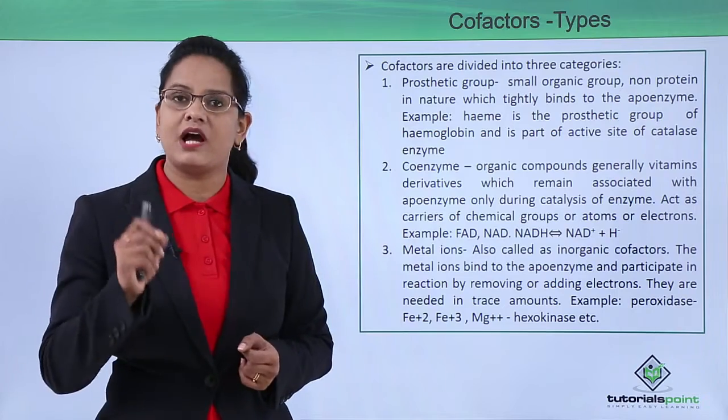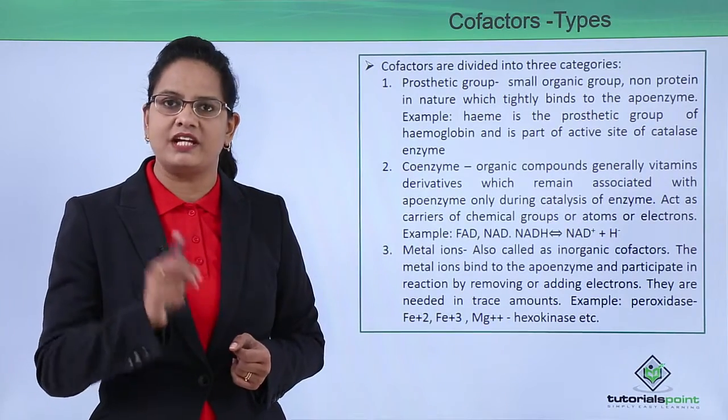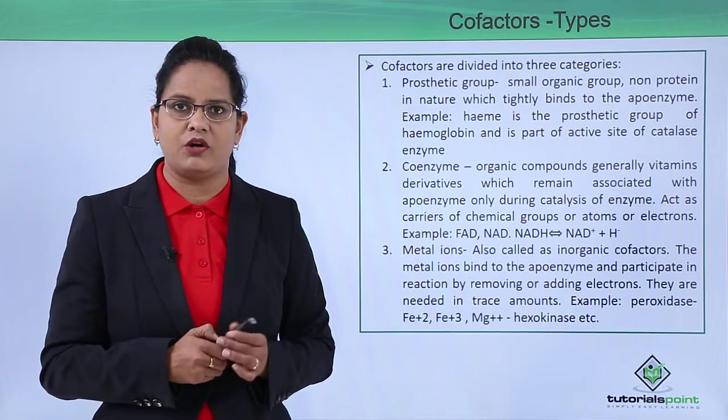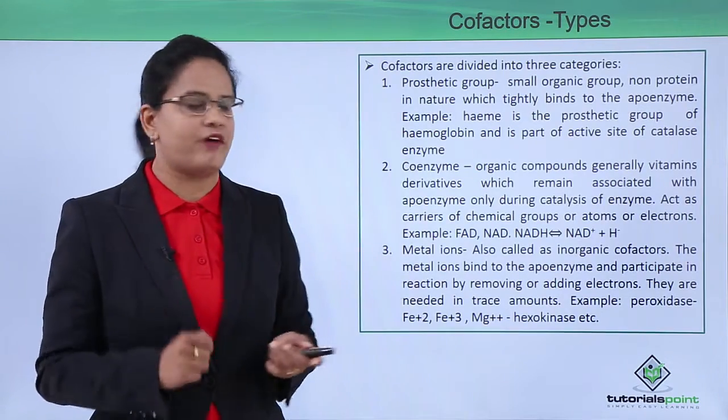Similarly, for the hexokinase enzyme, magnesium is very important. Also for DNA polymerase, magnesium is very important. So these are the three types of cofactors.